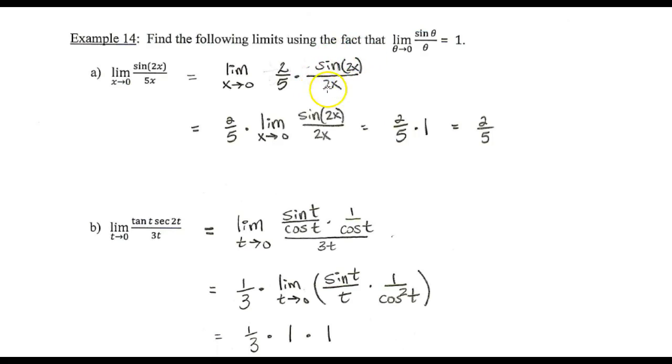Then my sine of theta, in this case, is 2x divided by theta, which is 2x. So these are the same. Then when I bring this constant 2/5 out in the front, the limit as x approaches 0 of the sine of 2x over 2x is automatically 1 by that value of this limit. So 2/5 times 1 is 2/5.